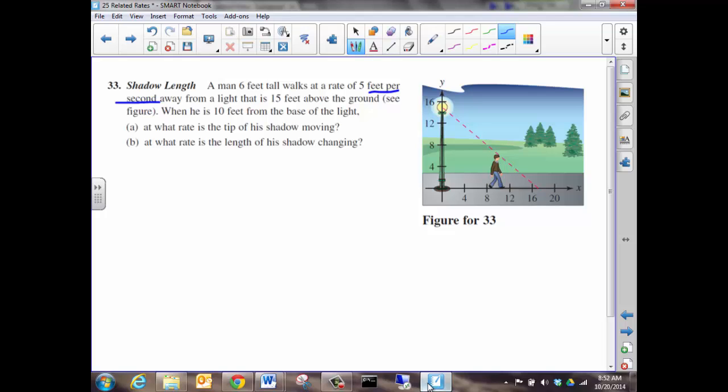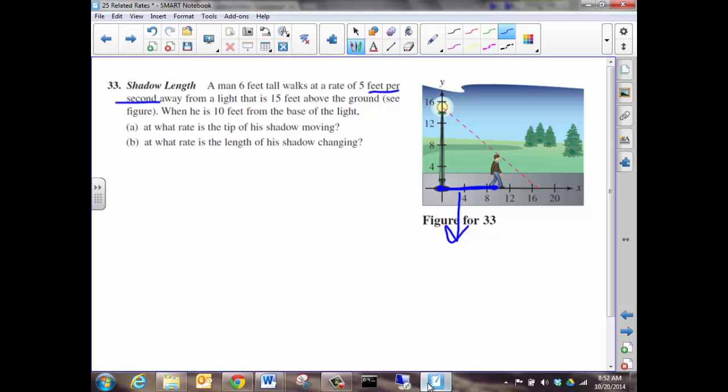The man is 6 feet tall, and he's walking away at a rate of 5 feet per second. So something's changing at 5 feet per second. What? So he's changing height as he's walking? His position. Where on this picture up here is changing at 5 feet per second? Okay, from the lamp post to where? To him, right here. This distance is changing.